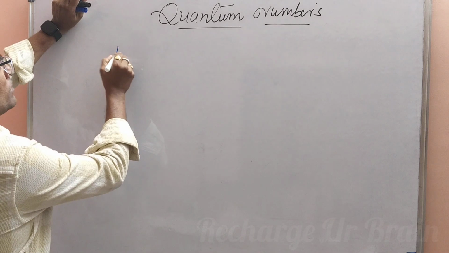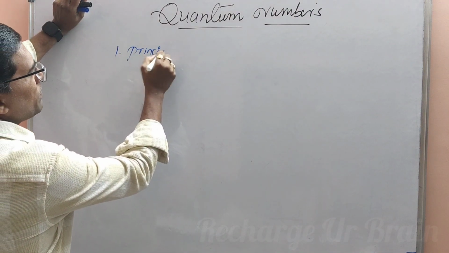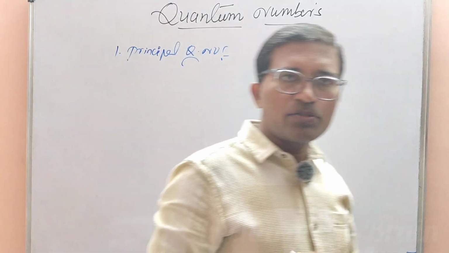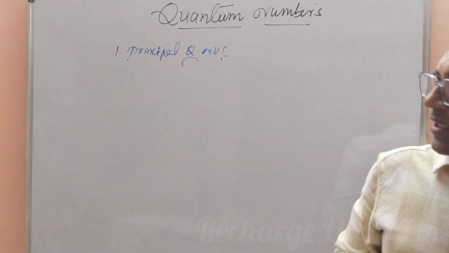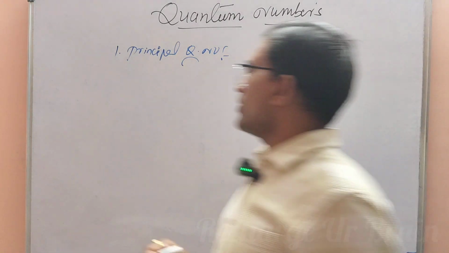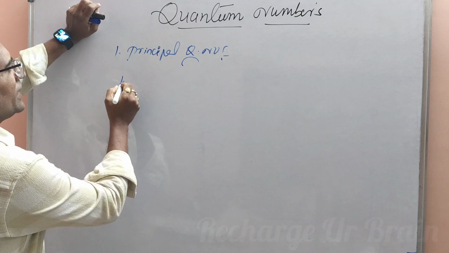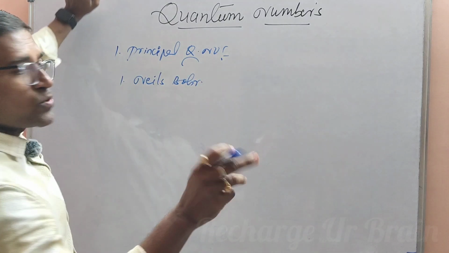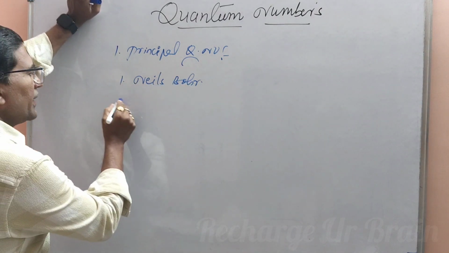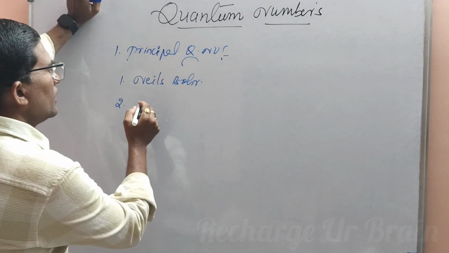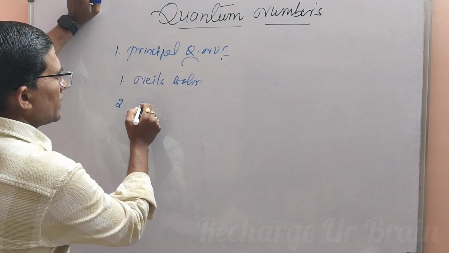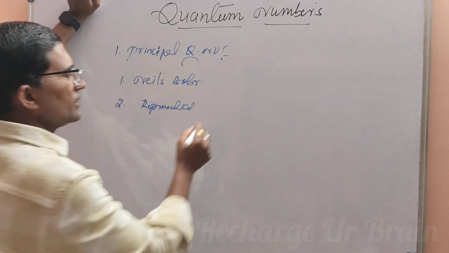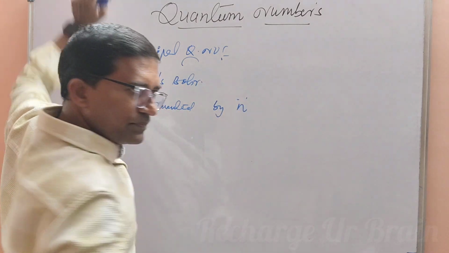The first type of quantum number, which we are going to discuss, is the principal quantum number. What is this principal quantum number? It was proposed by the scientist Niels Bohr, and it is denoted by the letter N.